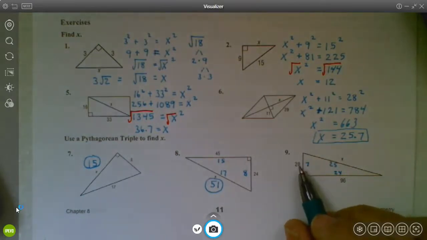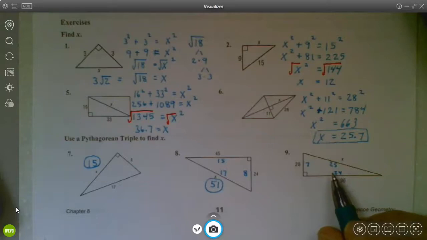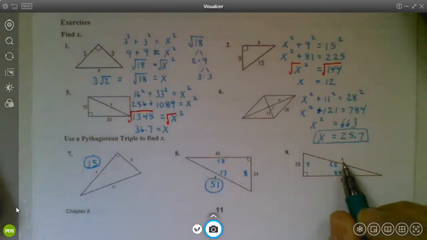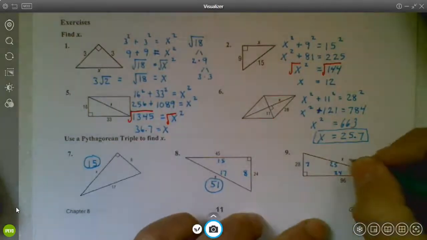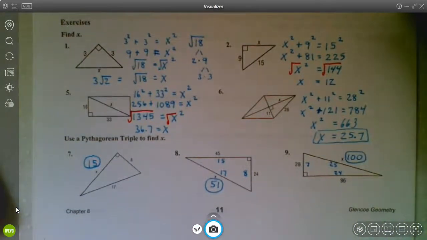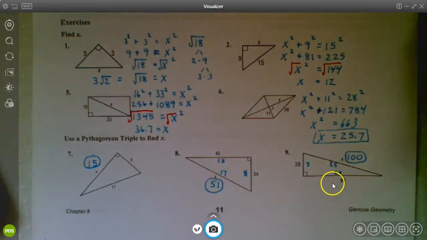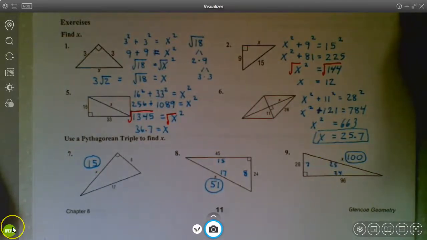7 times 4 is 28. 24 times 4 is 96. So this guy must be 25 times 4, which we of course know is 100. So it's a great way to go when you run into some of these common numbers. Like I said, you can always stick with Pythagorean theorem, and that works too, but it is great when you recognize some of these shortcuts, and you can take advantage of them.